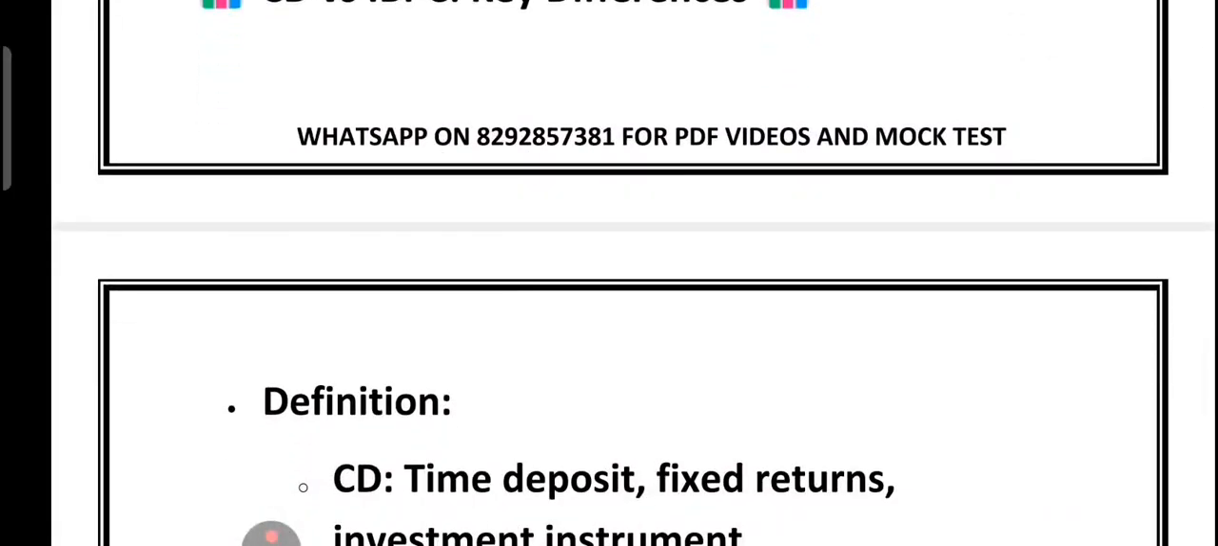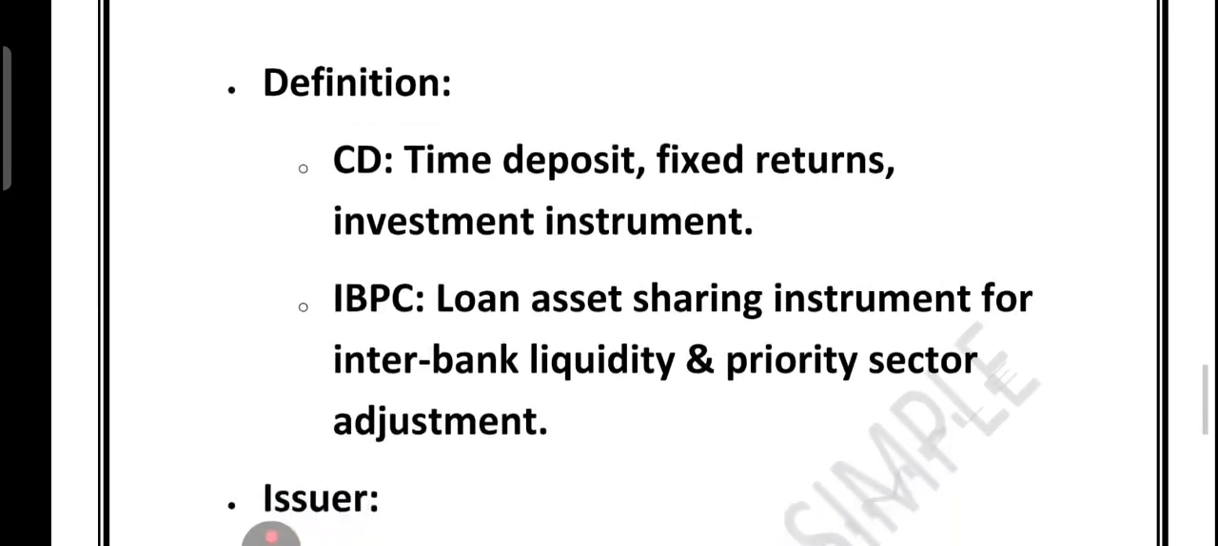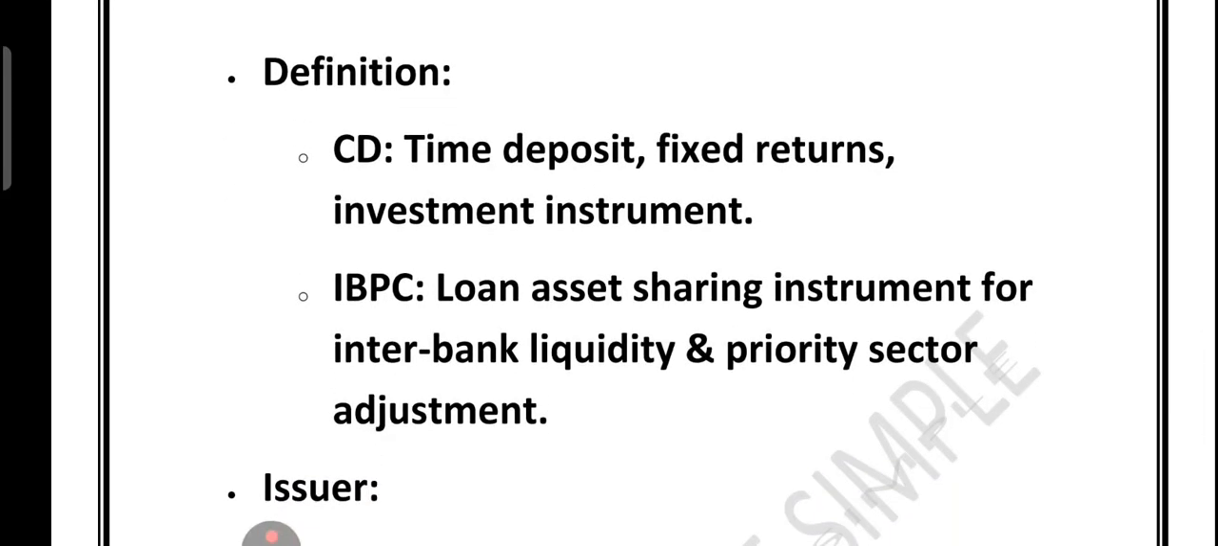Okay, if you see the comparison, if you compare the CDs and IBPCs, let's have a look. What is the key difference? Very, very important. So let's break down the difference between the certificate of deposit and the interbank participation certificate. CD is a time deposit with a fixed return, mainly an investment tool. But IBPC is a loan asset sharing instrument which is used by banks for liquidity management and priority sector lending. So remember the keywords: CD is for investment, IBPC is for interbank liquidity tool.